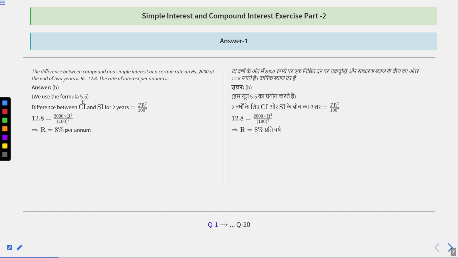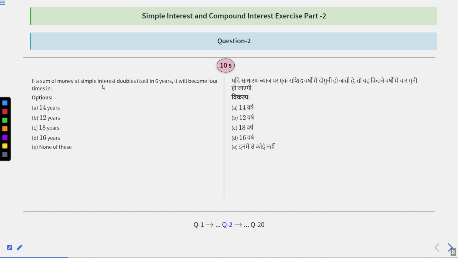Now we are going to use formula 5.5. In this formula, the difference between compound interest and simple interest for 2 years is PR square upon 100 square. The difference is 12.8 rupees. We put the value 12.8, and P is the principal amount, which is 2000, given in the question. So we put 2000 into R square upon 100 square. When we calculate it, we get the rate of interest, which is 8% per annum. Next one.